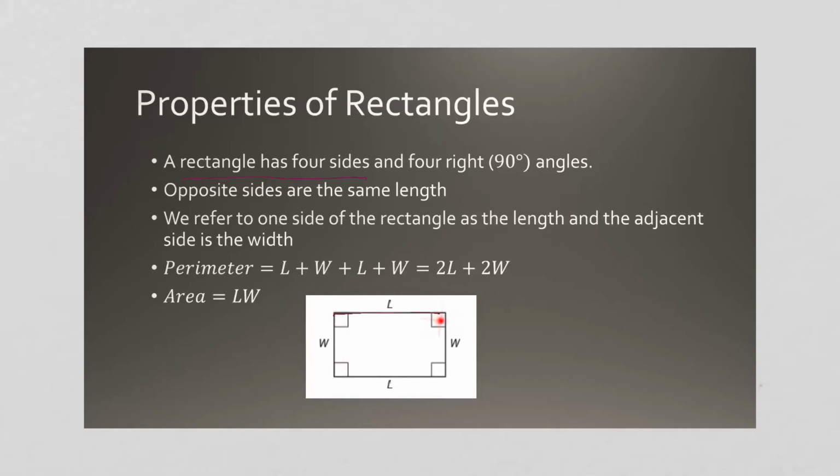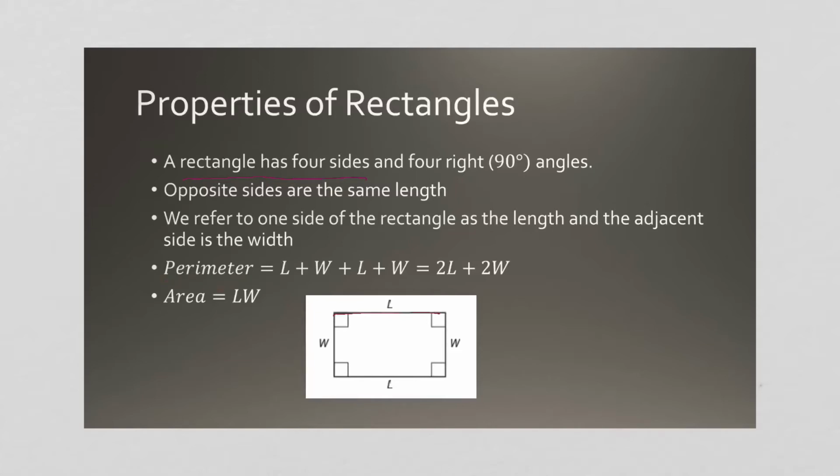Also, rectangles have 4 right angles in the corners. That's how those side lengths can be the same, because those angles are right angles. Okay, so it says here opposite sides are the same length. It says we refer to one side of the rectangle as the length and the adjacent side as the width. Length, width. Now, again, it doesn't matter. If you see a W right here, you'd have a W up here. You could have an L here and an L here. It does not matter really which one you call length or width.